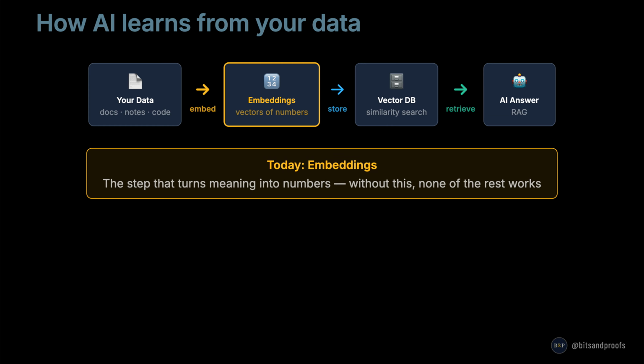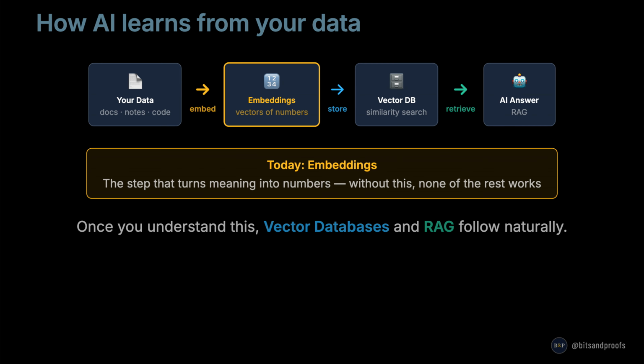Here is the full picture. You take your documents, run them through an embedding model, and each document becomes a list of numbers. You store those numbers in a vector database. When a user asks a question, you embed the question to find the closest numbers in the database and hand the matching text to the model. That whole chain is called RAG. Today we learn step 1. Once you understand embeddings, vector databases and RAG follow naturally. This is the foundation everything else sits on.